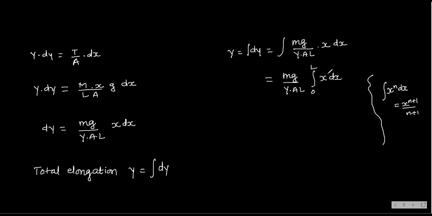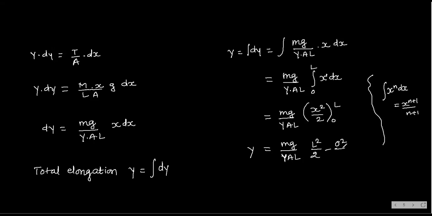So now here x power n means x power how much? 1. So here it is mg by Y into A into L, x square by 2, because 1 plus 1 by 1 plus 1. And then this is 0 and this is L. So put the upper limit, subtract the lower limit. Mg by Y into A into L. This is Young's modulus, and this is another y. This is elongation. Keep it in mind. So this is L square by 2 minus 0 square by 2. So this we don't want. So you are only getting mg L square divided by 2 Y A into L. This is small y, and this is capital Y, because this is elongation, this is Young's modulus.